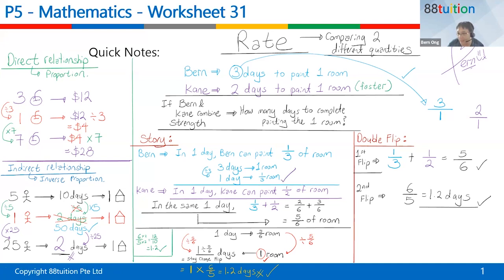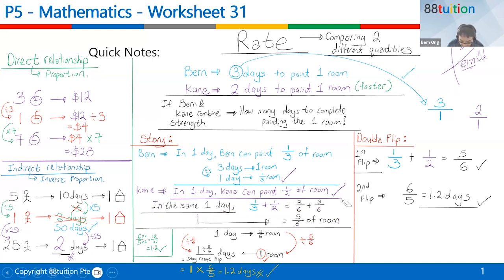We have to find the 1 day basis. How about Cain in 1 day? Cain can paint half of the room. Because Cain takes 2 days to paint 1 room, 1 day means divide by 2, so he can paint 1/2, which is half of the room. If we combine power in the same 1 day, Burn paints from the left, Cain paints from the right. 1/3 of the room will be painted by Burn, and half of the room, which is bigger than 1/3, will be painted by Cain. Eventually in 1 day, 5/6 of the room is painted.